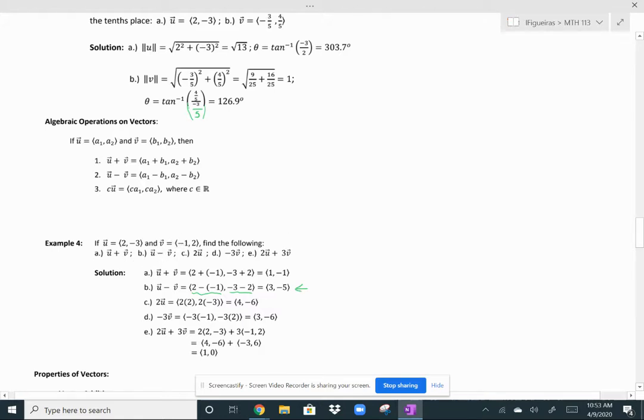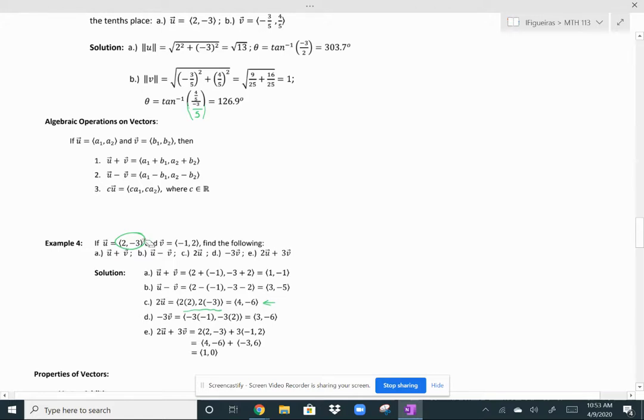Part C is asking us to do 2 times u. So remember, 2 is a scalar, and it's getting multiplied by vector u, which means that both components get multiplied by 2, and that's what you see here. So the result is components 4, -6.